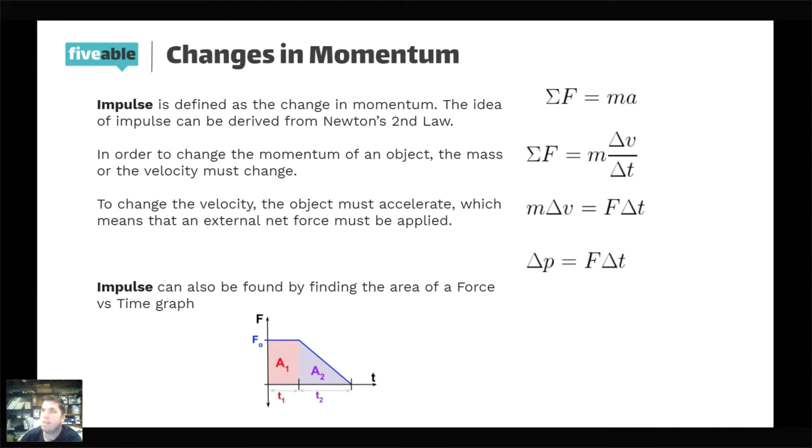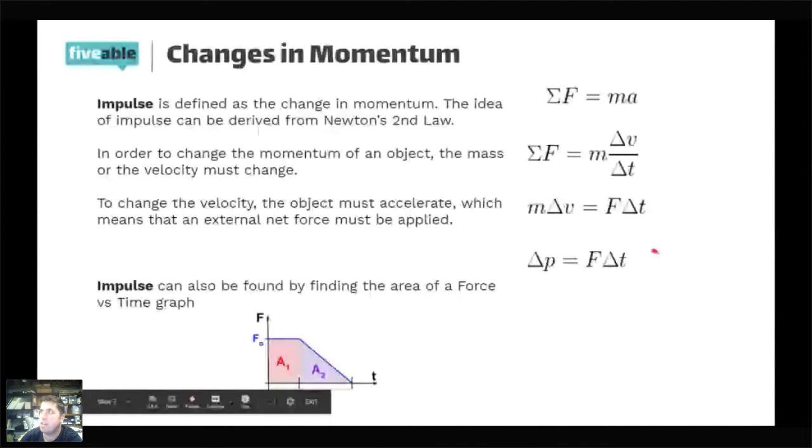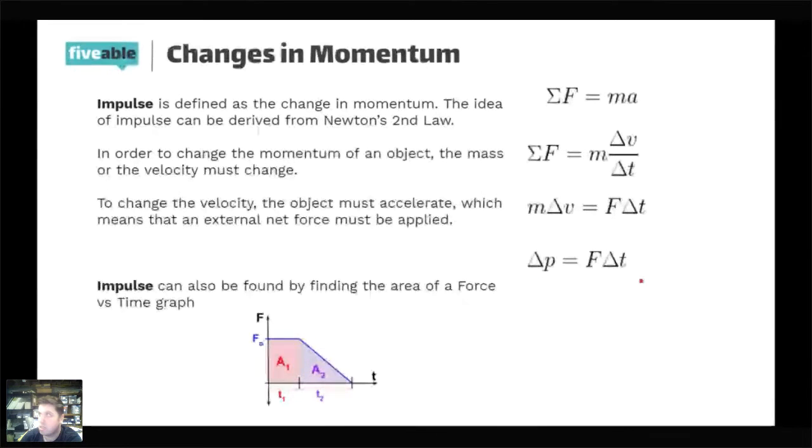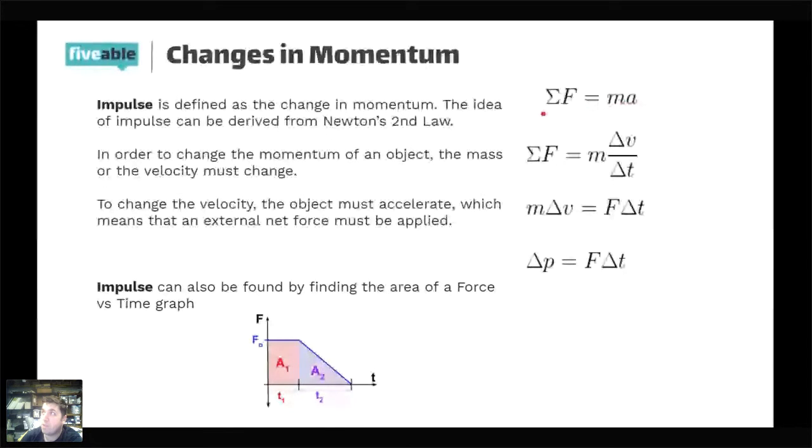In light of that, we end up with this delta P equals F delta T equation. This is the impulse equation that is on your reference tables. And it comes right out of Newton's second law. If we have forces on an object, we can get an acceleration. Well, acceleration is just the change in velocity over time, a little bit of rearranging, and we get this delta P equals F delta T. So anytime we are changing the mass or changing the velocity, we have an impulse going on there.